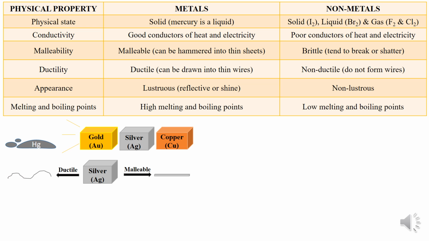Mercury is an exception. It is a silvery white liquid. Though mercury is a liquid, it still retains its metallic properties. It also reflects light. And because of these unique properties, mercury is suitable for measuring the temperature and pressure.